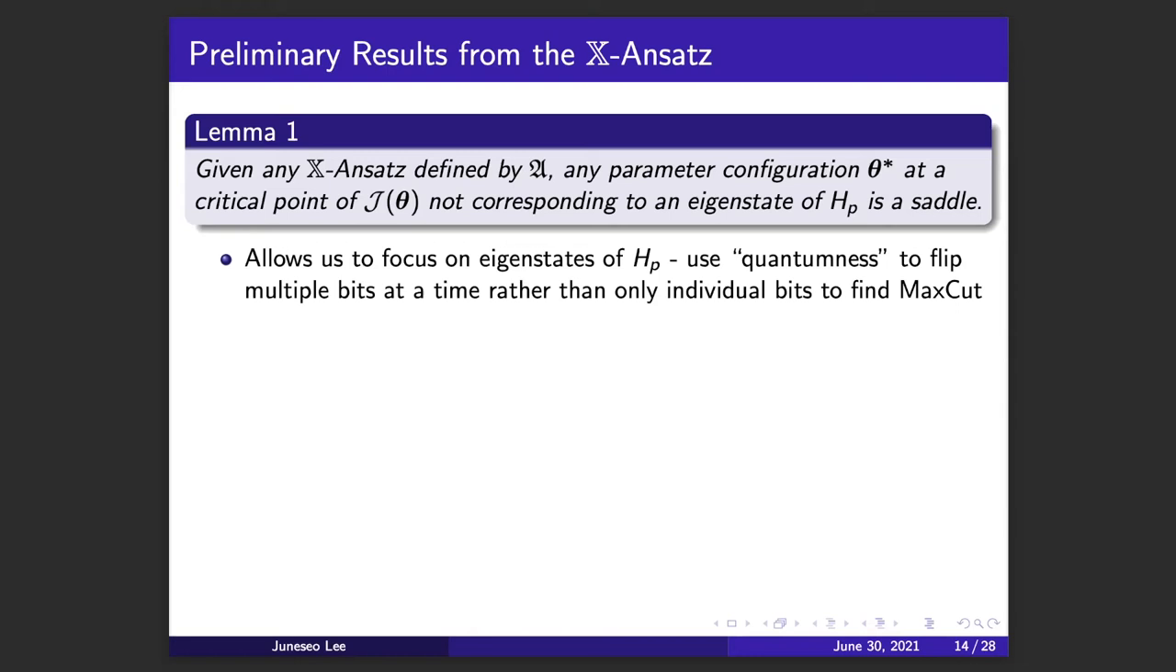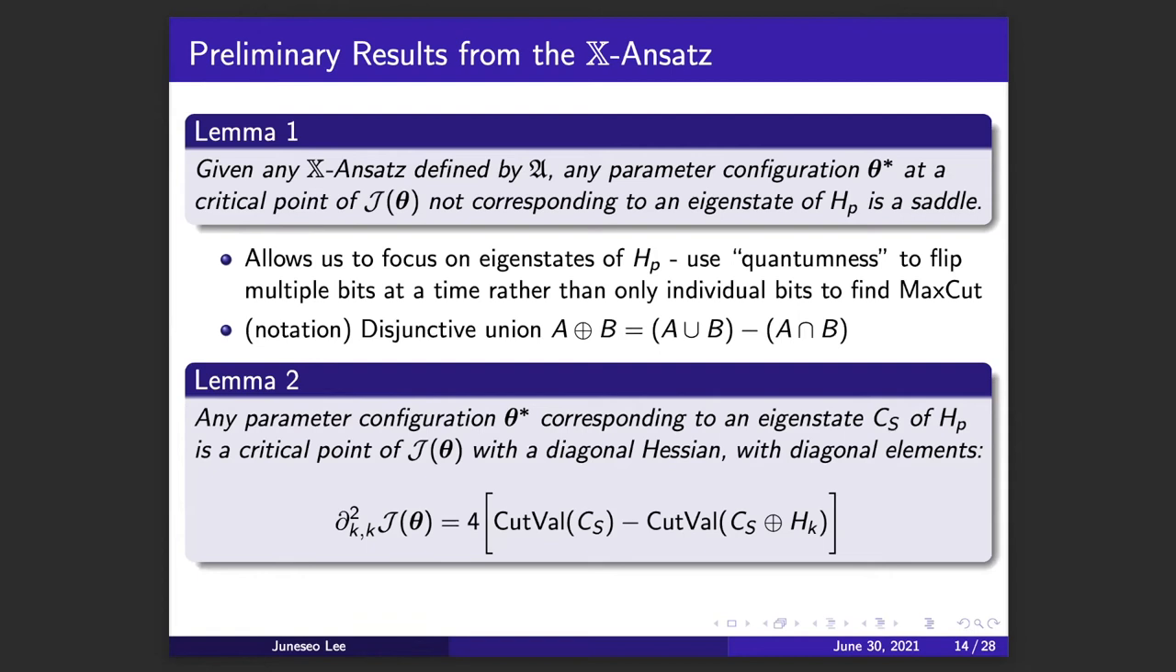Now, before I state the next lemma, I just want to quickly introduce the notation for the disjunctive union of two sets A and B, which is equivalent to the XOR operation if you were to label the sets in bitstring representation. So basically, if you have a particular cut C_S and you apply an X on that element H_K, you basically flip each bit in H_K and you get C_S XORed with H_K. Now, using this notation, what this next lemma says is that at a parameter configuration corresponding to an eigenstate C_S, the Hessian is diagonal, and the kth diagonal element is given by the difference of the cut values associated with C_S and C_S XORed with H_K.